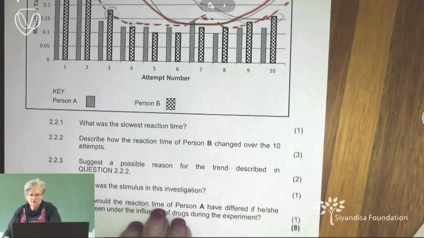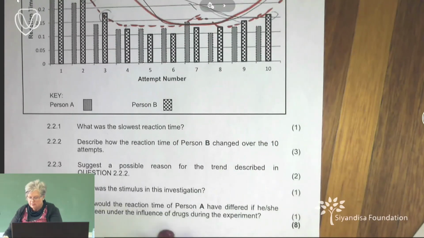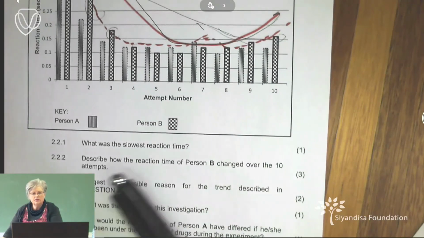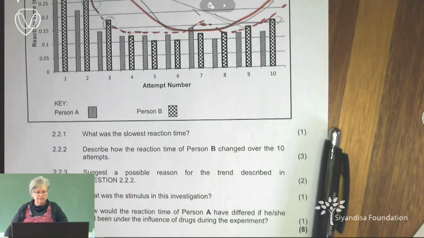How would the reaction time of person A have been different if he or she had been under the influence of drugs? Nice high cognitive question. It would have slowed down. It would have been slower.